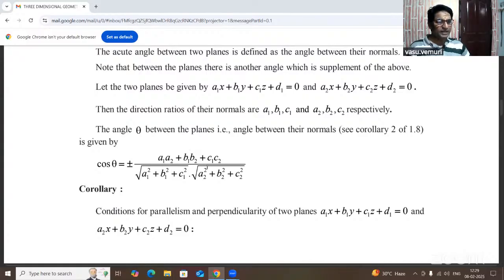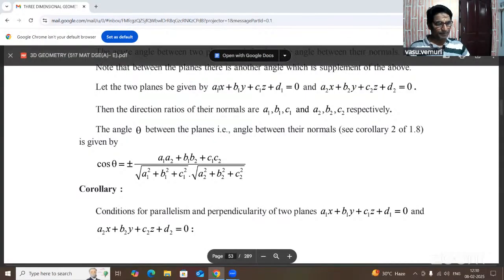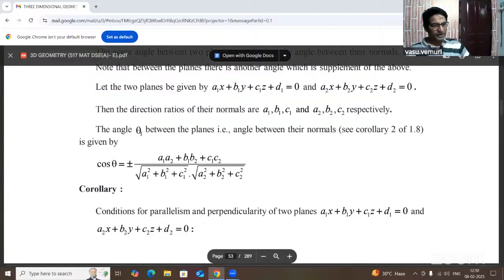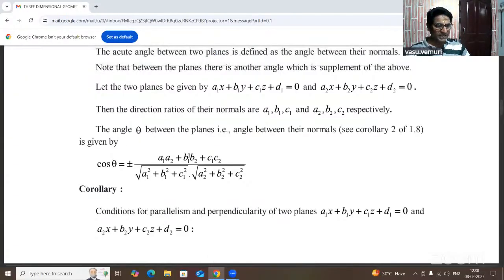Suppose these two planes are perpendicular. The first plane is represented as pi 1, pi 2, or capital P1 or P2, whatever it is. Perpendicular means the angle theta equals 90 degrees. Replacing it in the expression, we already know that cos 90 is 0. When cross multiplying, we get the condition A1 A2 plus B1 B2 plus C1 C2 equal to 0. That is the condition for the planes to be perpendicular.